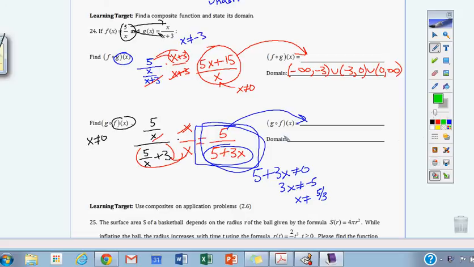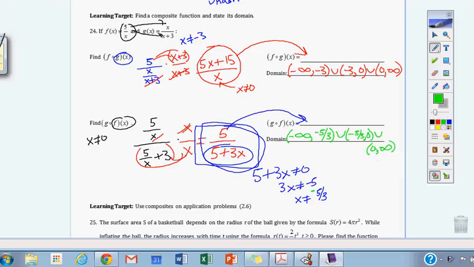But if we're talking domain, negative infinity all the way up to, where's my first one? It looks like 0, so all the way up to, sorry, this should have been a negative right here. Just caught that. So all the way up to negative 5 thirds, union negative 5 thirds, all the way up to 0, and then union 0 to infinity.